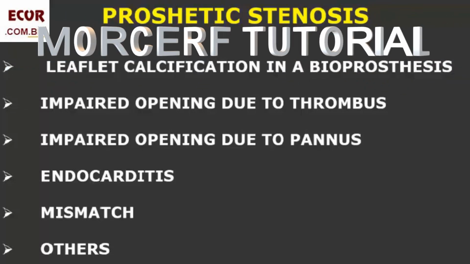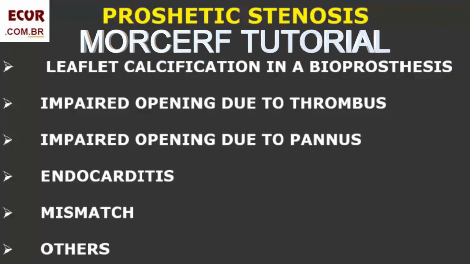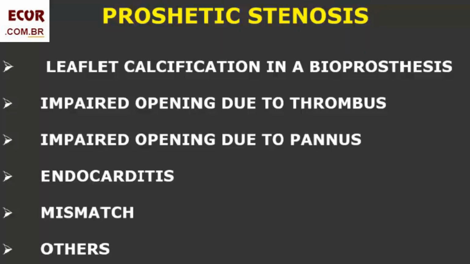The subject now is prosthetic stenosis. It may be caused by calcification of the leaflets in a bioprosthesis, impaired opening due to thrombus or pannus. Endocarditis is not a common cause, but it may happen with a large vegetation, valve mismatch, and other causes.